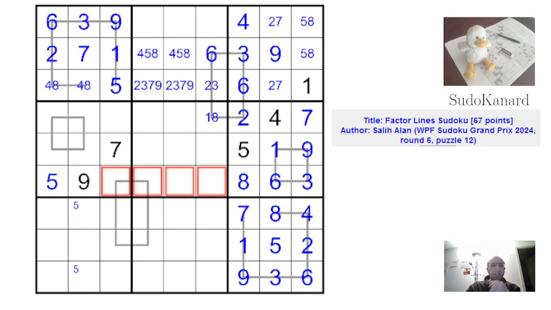This row still needs 1, 2, 4, 7. Oops. 1, 2, 4, 7. But this is not 1, this is not 7. So this is 2 or 4. And this can't ever be 7 next to 2 or 4. This one is here, so this must be an even digit.